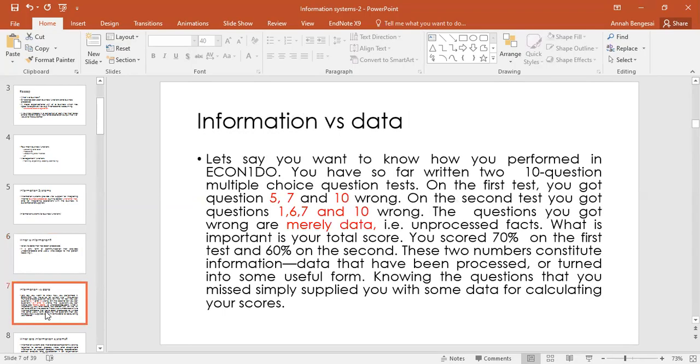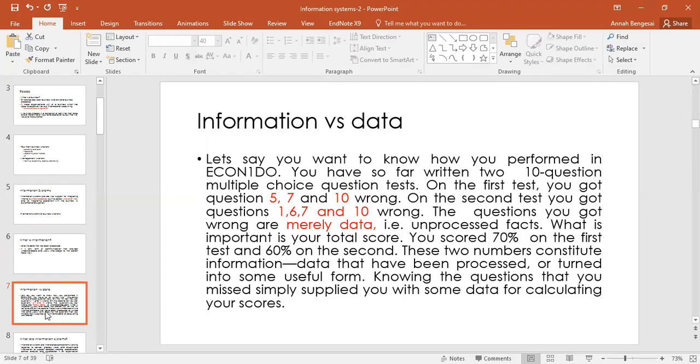What is then the difference between information and data? I'll give you an example. Let's say you want to know how well you are performing in one of your foundation modules, such as Economics 1. And so far, you've written about 2 tests. In the first test, you've probably got 3 questions wrong. And in the second test, you got 4 questions wrong. These questions that you got wrong, these are your data. The unprocessed facts.